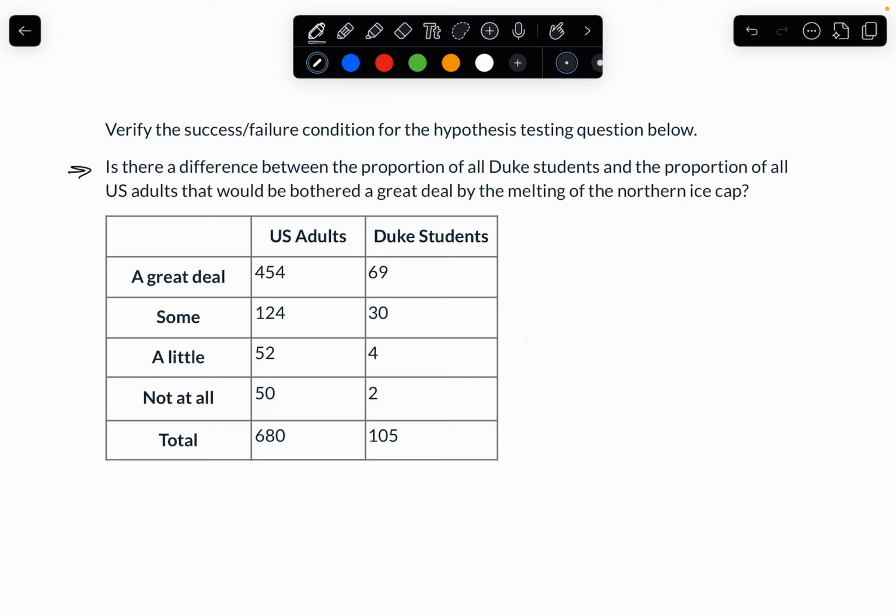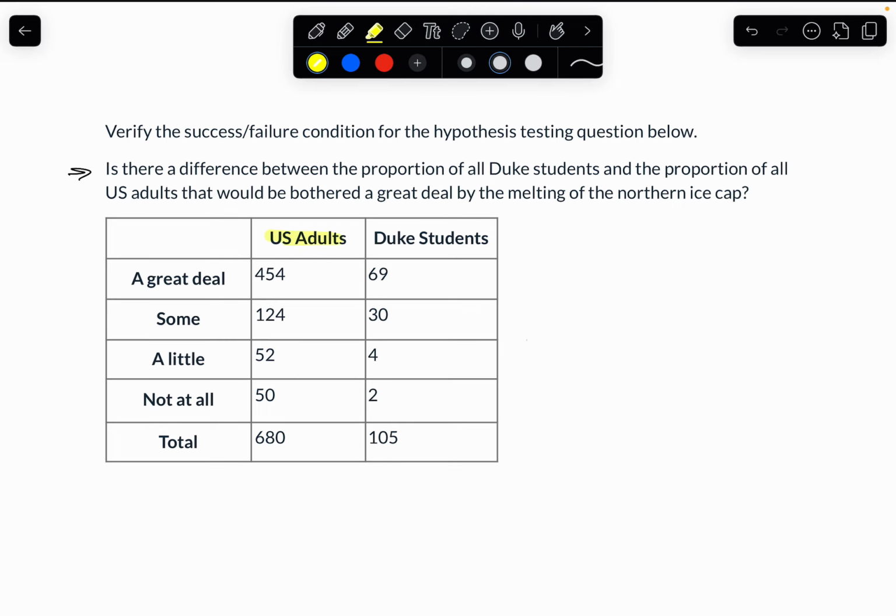It says, is there a difference between the proportion of all Duke students and the proportion of all U.S. adults that would be bothered a great deal by the melting of the northern ice caps? So I have two separate populations here. I've got U.S. adults, and then I've got a sample of Duke students right here. And if I'm going to do a hypothesis test with these two separate proportions, then I'm going to have some conditions that I need to check for my central limit theorem.